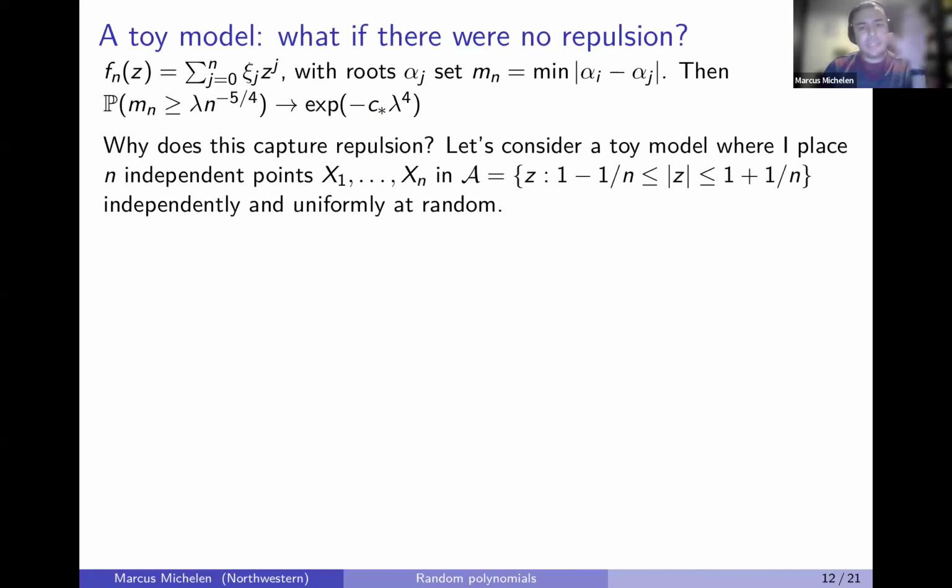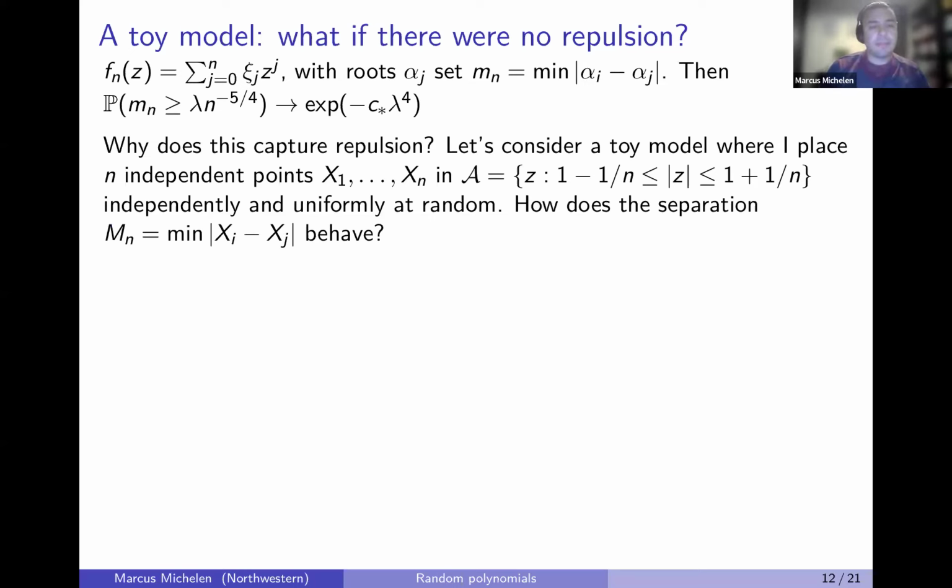So let's pretend I'm dealing with a model that does not have any repulsion. So I can think about saying, let's place n points at distance 1 over n from the unit circle, right? Just in this little thin annulus. We can compute what the separation is like there. What we're going to end up seeing is that we prove our main theorem by proving that we have convergence to a Poisson of mean c lambda to the 4th. So we're going to try to do something like that here. I want to capture the number of pairs that are within a certain distance, and then I'm going to tune that distance until it's order 1.